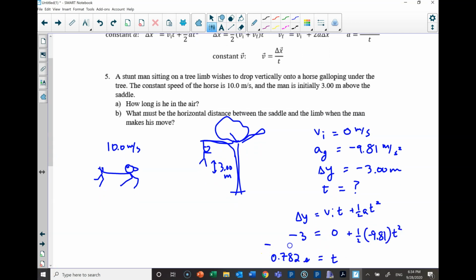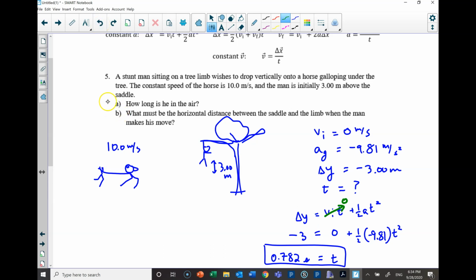Here's what I got. Notice that VI was 0. 0 multiplied by time, it doesn't matter what time is, but 0 multiplied by anything is 0. Notice how I use delta y, because she is moving vertically, not left or right.